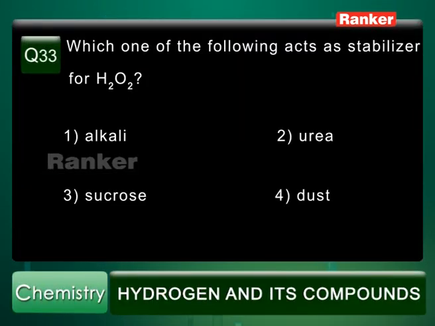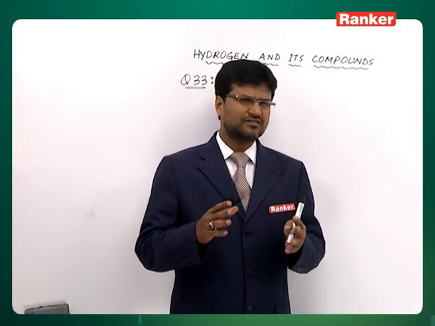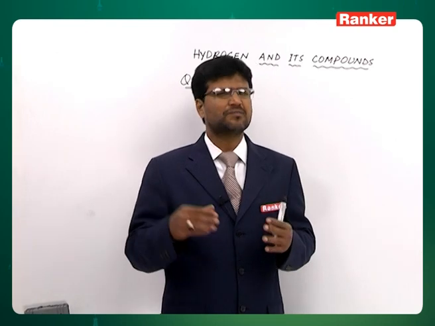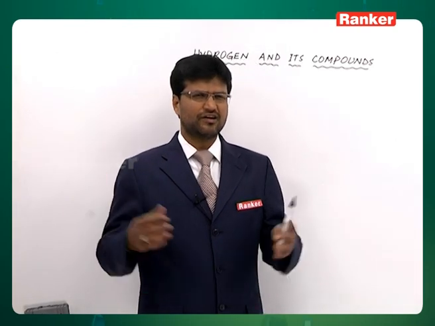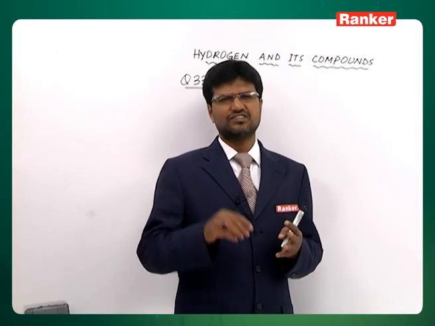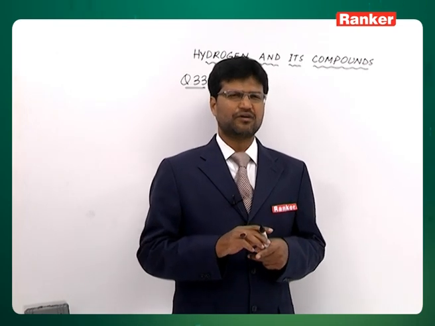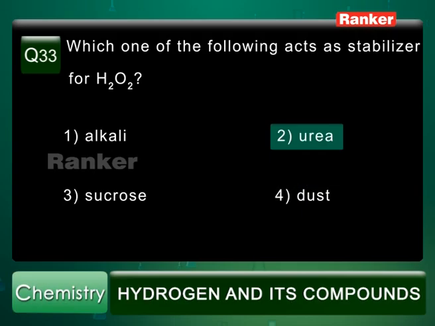Question number 33. Which one of the following acts as stabilizer for H2O2? First option alkali, second option urea, third option sucrose, fourth option dust. See, stabilizer means negative catalyst, a substance which increases stability of the substance to which it is added. Hydrogen peroxide has an ability to decompose to give water and oxygen, but there are substances like urea and acetanilide which cause stabilization of hydrogen peroxide. So urea acts as a stabilizer for hydrogen peroxide. So the correct answer in this is second option, urea.